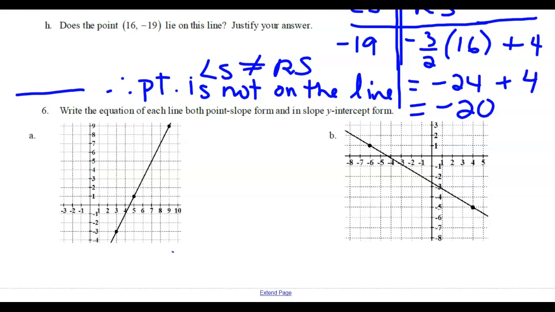Okay, so we're looking at point slope form. Sometimes it's slope point form. It doesn't matter which word comes first. And then converting that to slope y-intercept form.